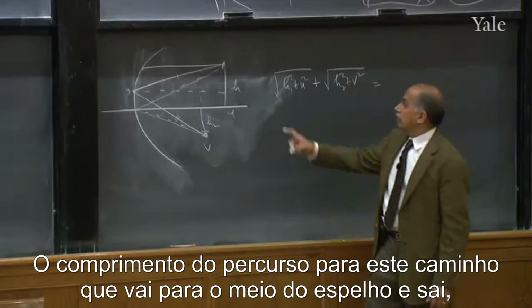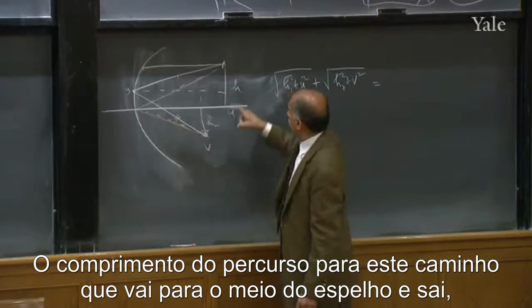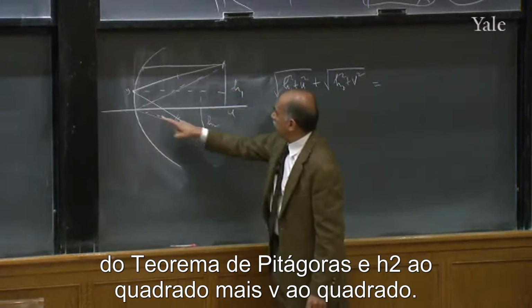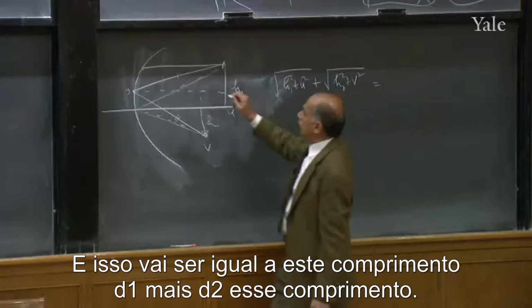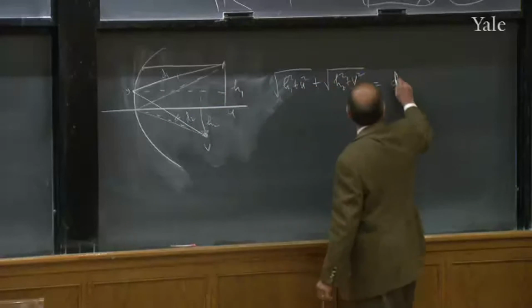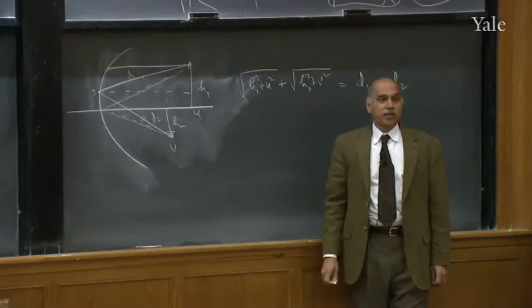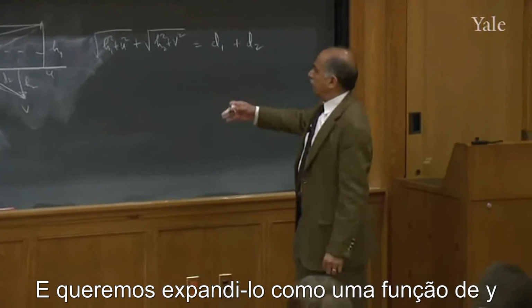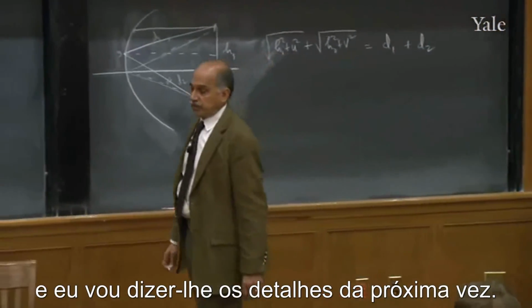The path length for this path that goes to the middle of the mirror and comes out, you can see from Pythagoras' theorem, is square root of h1 squared plus u squared and square root of h2 squared plus v squared. And that's going to be equal to this length d1 plus this length d2. And they will depend on y. d1 and d2 will depend on y. And we want to expand it as a function of y and make sure it doesn't vary with y. And I'll tell you the details next time.